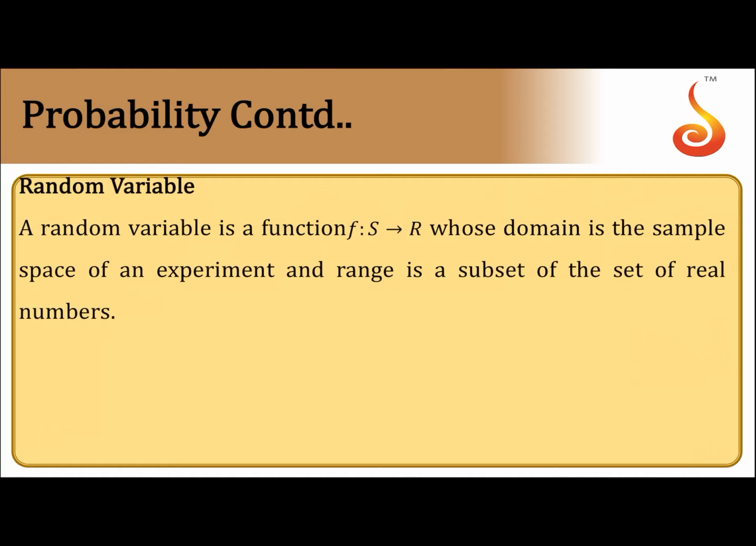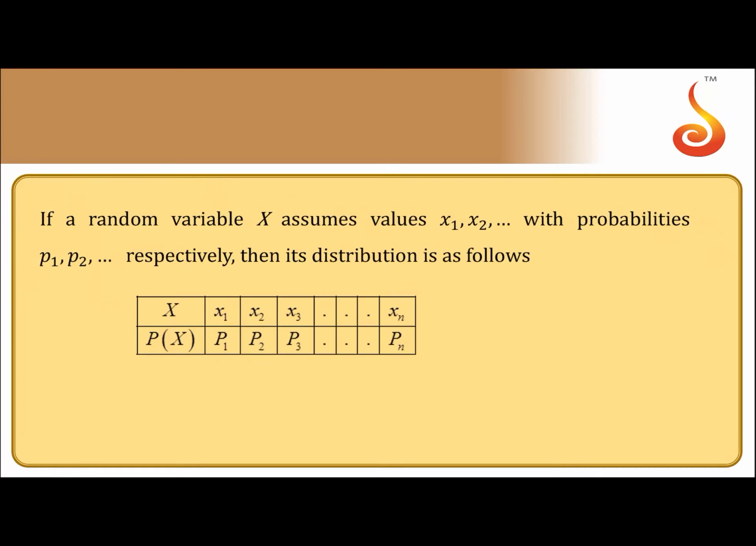Coming to the next one, random variable. What is meant by a random variable? A random variable capital X is a function defined from the sample space to the real number set. A random variable X is a mapping defined on the sample space to the real number set. It's a real valued function.